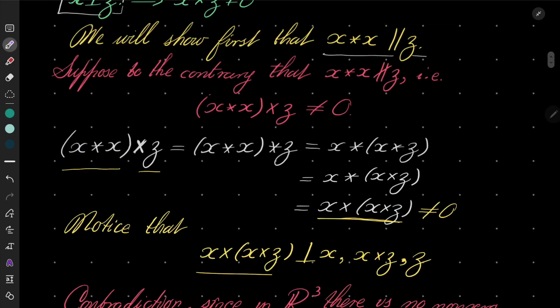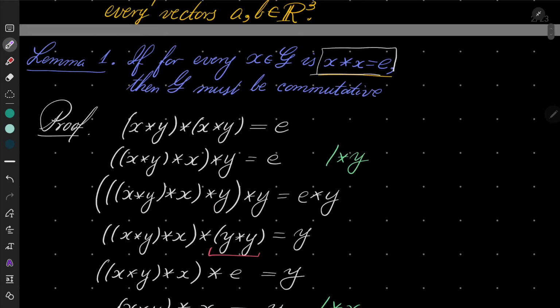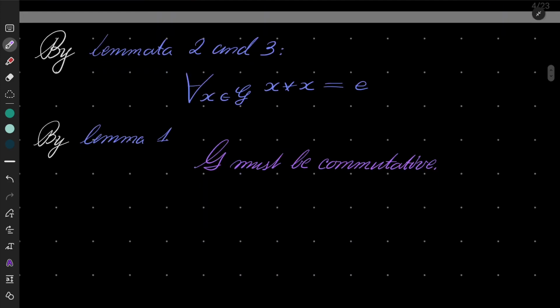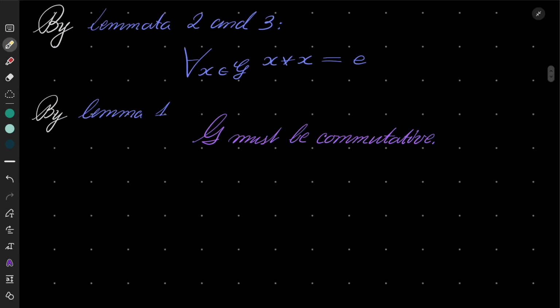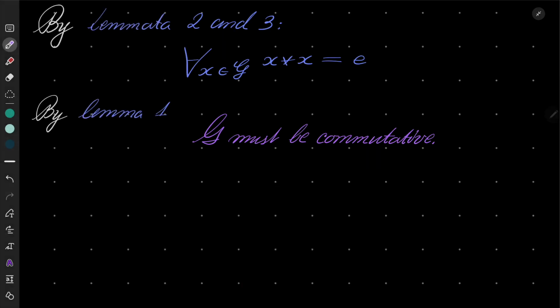Let's go back. Why is that? Well, it's exactly the statement of lemma 1. If for every element x, x star x is the neutral element, then G must be commutative. So we now know that G is in fact commutative. And now in a minute we'll get a contradiction. Maybe I will write i.e., for every two vectors of our group, their order can be exchanged.